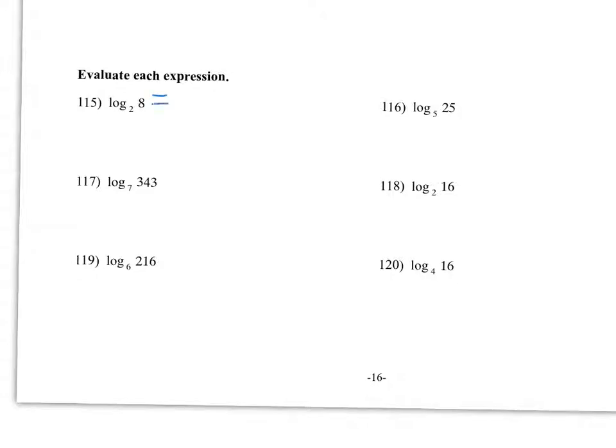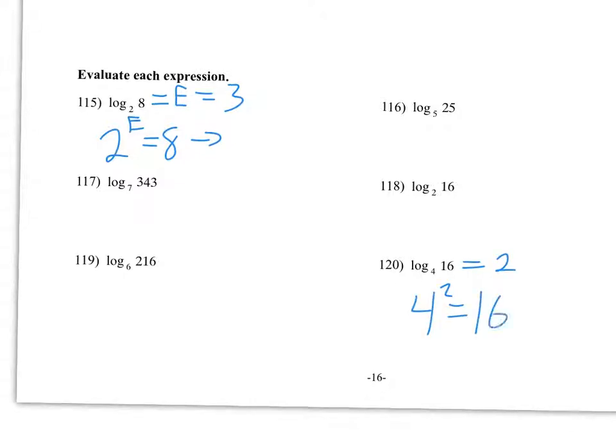Evaluating each expression, well, if this is equal to some exponent, I'm going to use my log bay, as my friends call this. 2 to the e is equal to 8. That means that e equals 3. Most of these have e, the answer is 3, but that's okay. 4 to what power is 16? That's going to be 2, because 4 squared is 16. This is really just about what power of the base is the thing inside the log, and hopefully a really easy question for you.